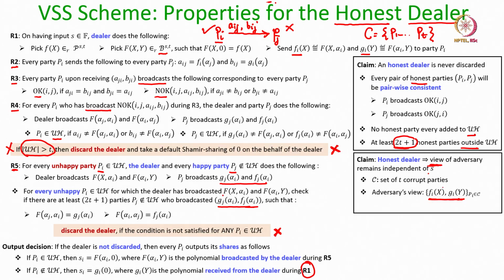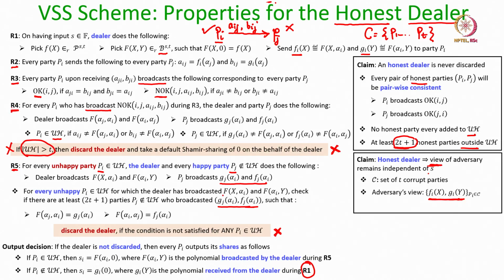round 2. Now, let us see if anything new gets added to the adversary's view during round 3. So, during round 3 what happens? Every party either makes public an NOK message or an OK message. That does not tell anything about honest parties' polynomials, which means it does not add anything regarding honest parties' polynomials to the adversary's view.